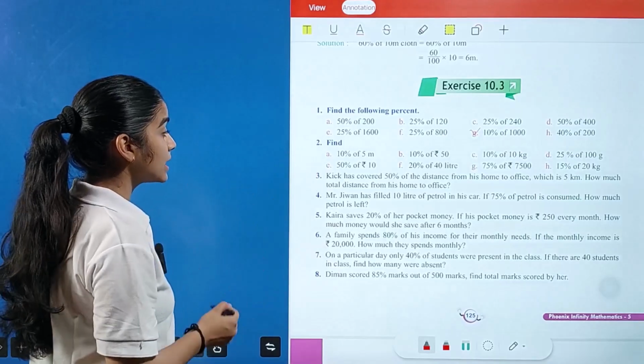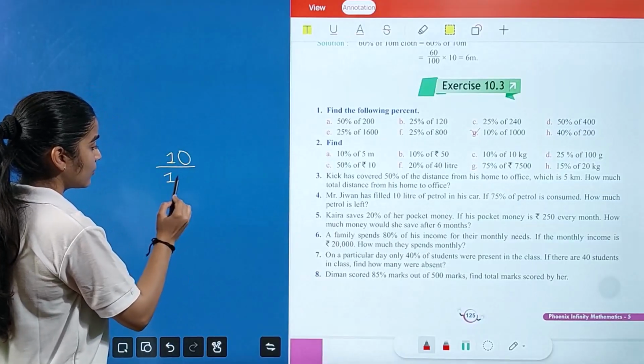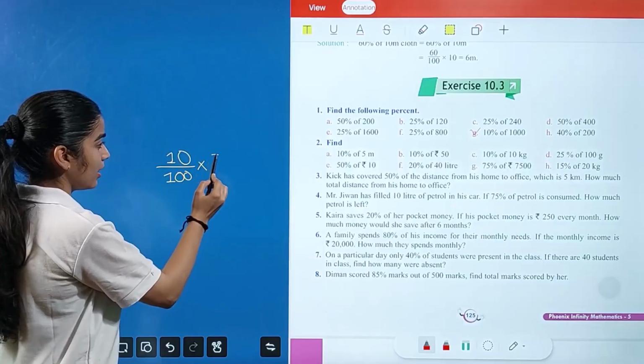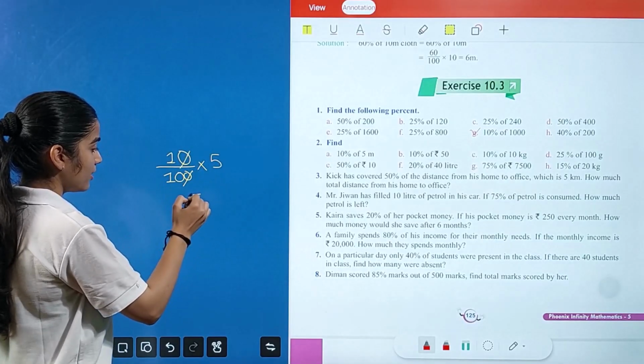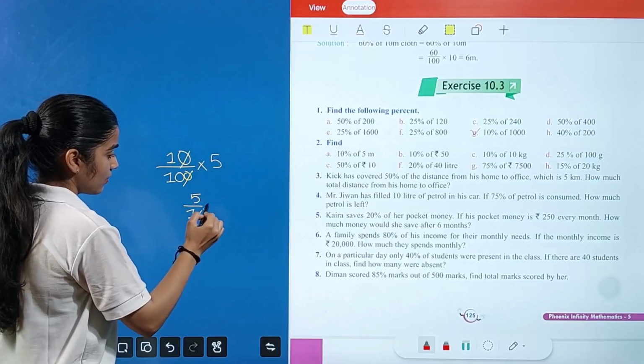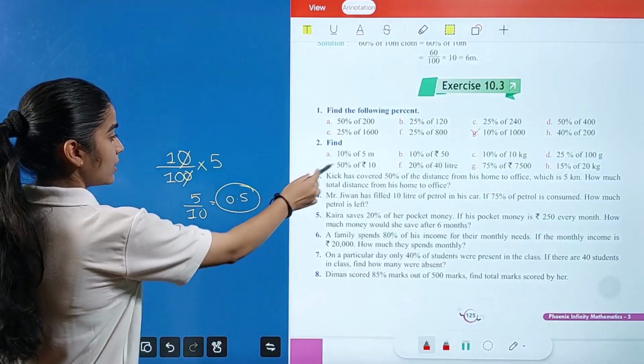Now question number 2, 10% of 5 meters. So 10%, by removing the sign, we have 100 and we have 5. Okay, 0 is cancelled out with 0. Now 5 upon 10. So the answer will be 0.5.